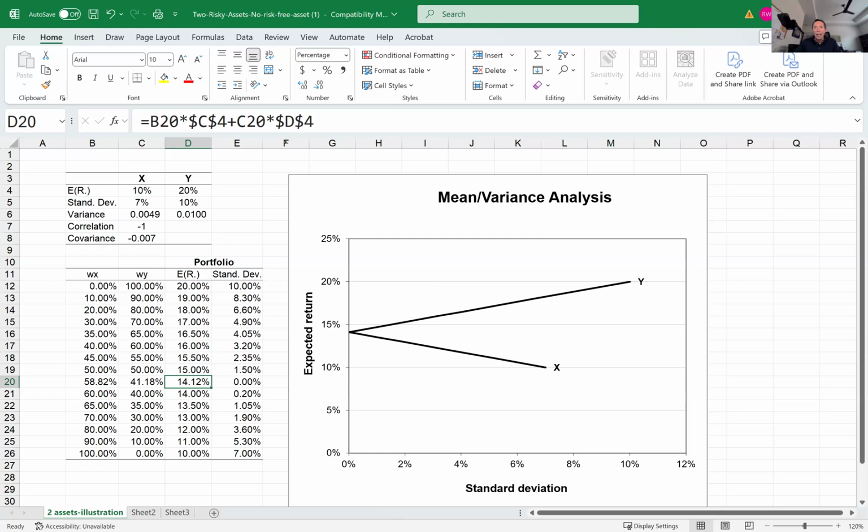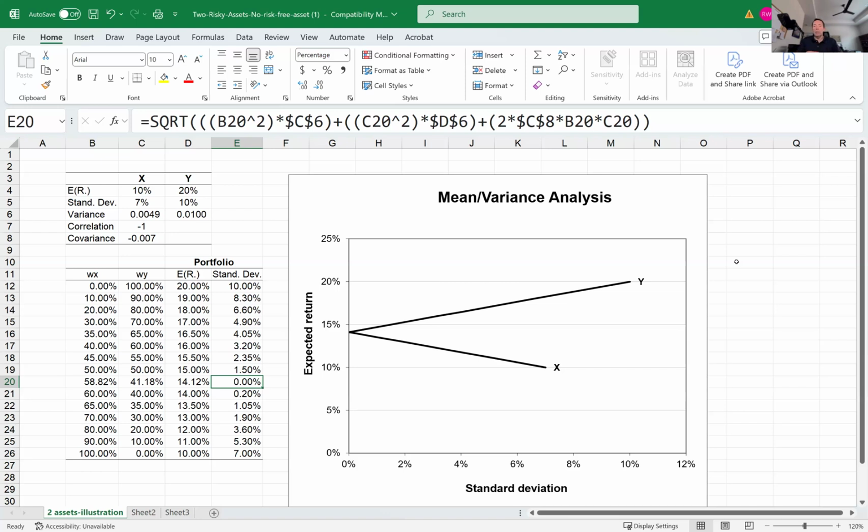It's still just a weighted average of their expected returns, but significantly, the standard deviation of the portfolio is 0. Okay. We now have a risk-free portfolio. This is an important concept, okay, in risk management.